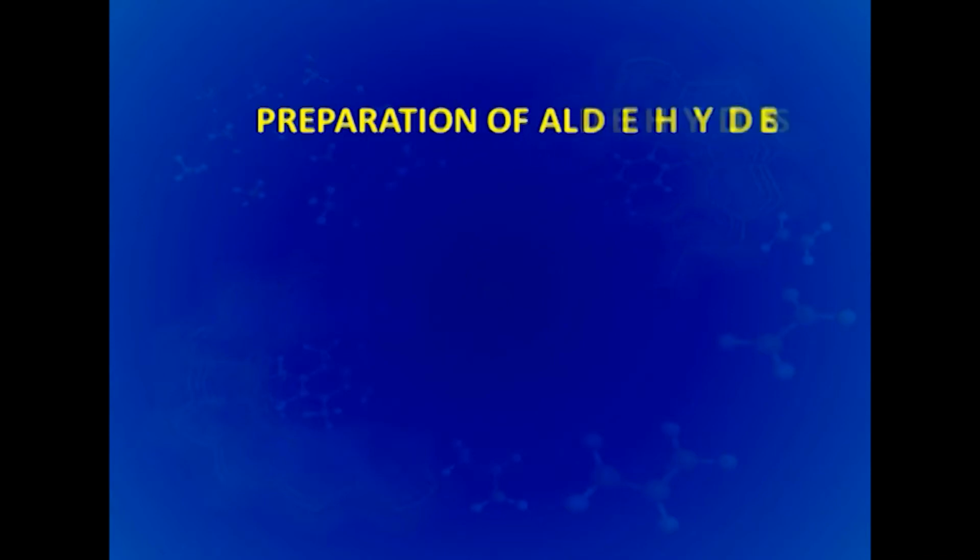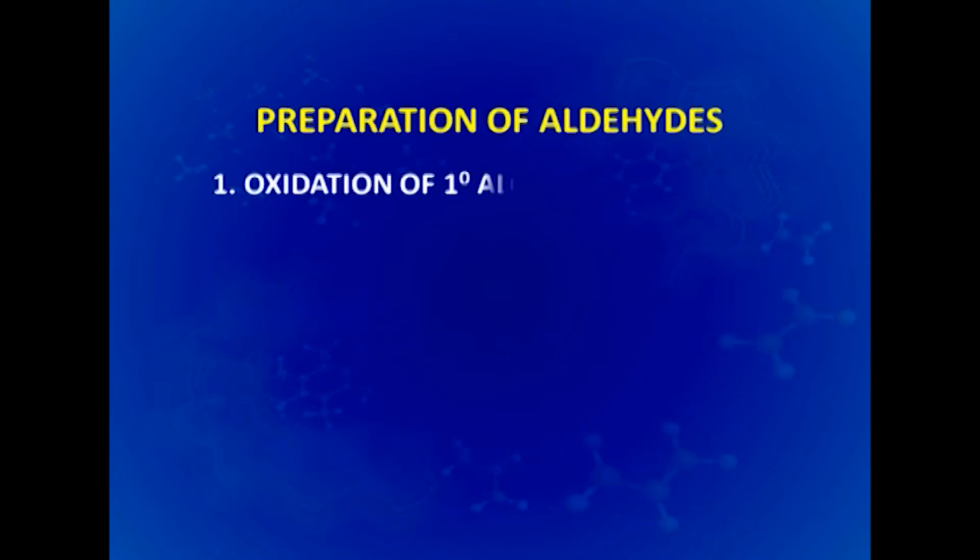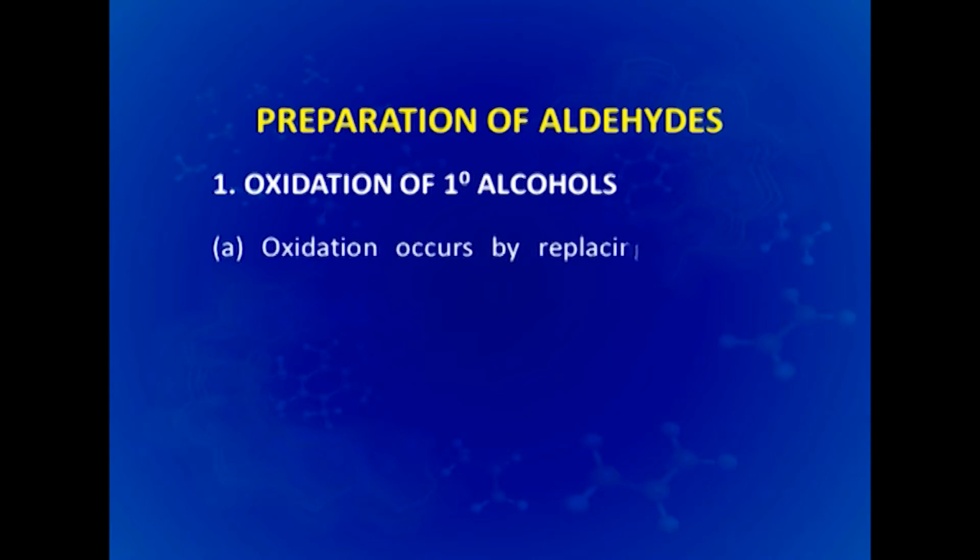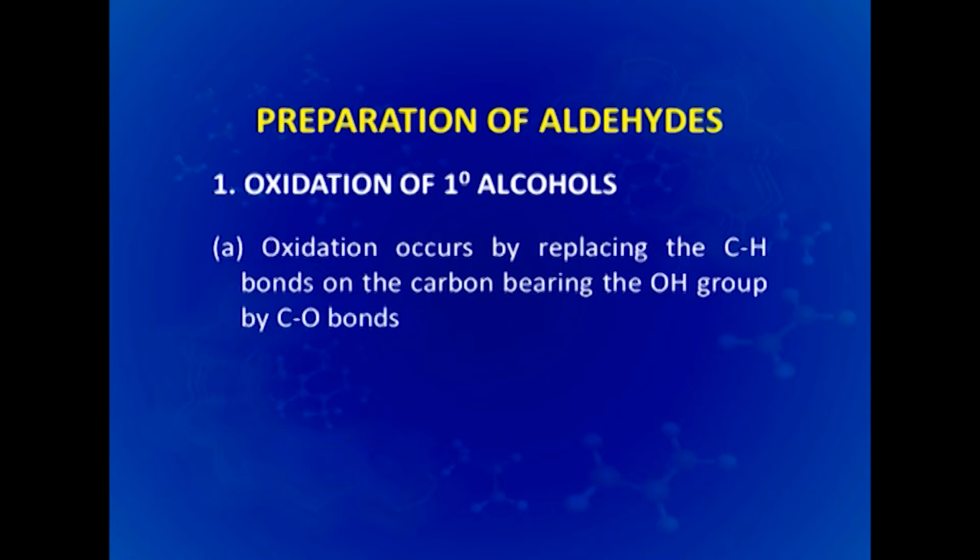First we will start with the preparation of aldehydes. That is, the first preparation is oxidation of alcohols. Oxidation occurs by replacing the carbon-hydrogen bonds on the carbon bearing the OH group by C-O bonds. So, oxidation means the addition of oxygen or the removal of hydrogen, or we can also say an increase in the number of carbon-oxygen bonds or a decrease in the number of carbon-hydrogen bonds.